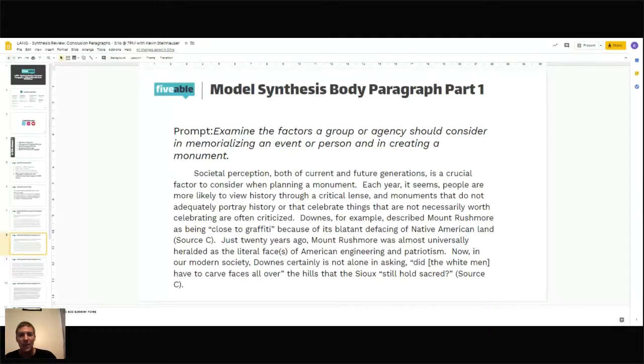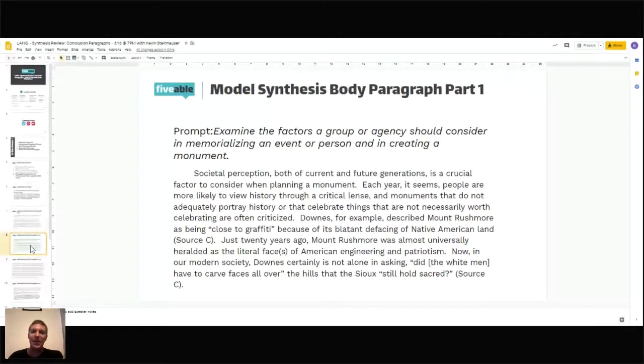Just 20 years ago, Mount Rushmore was almost universally heralded as the literal faces of American engineering and patriotism. Okay, there's my little English nerd pun for you: the literal faces of American engineering and patriotism. Now, here's another quote. Look at how I'm controlling the language in the quote, though. I'm the writer here, and it's clear that I'm embedding the quote into my own sentence. Now, in our modern society, Downs certainly is not alone in asking, did the white men have to carve faces all over the hills that the Sioux still hold sacred?